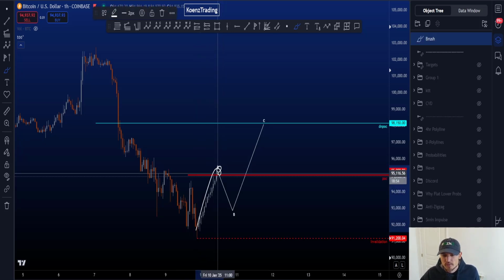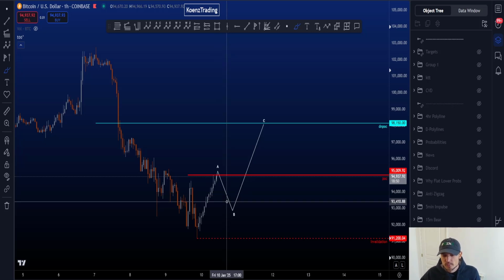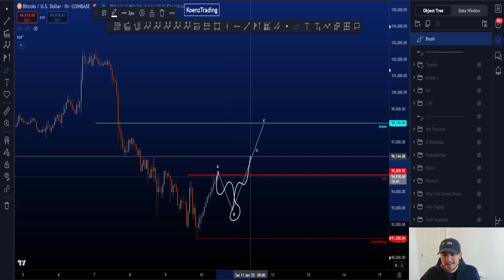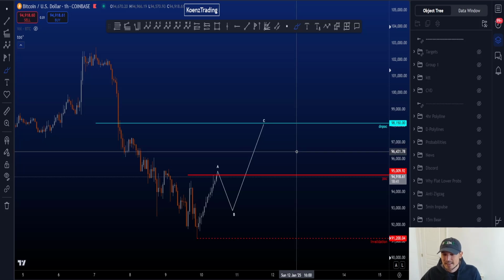5-wave A, hit the point of control, look potentially for a rejection. Quite interesting area, to be honest, for potential rejection. A 3-wave structure is important in your B, and then a 5-wave move to the upside in C. Important resistance, 98.1K, that daily naked point of control.